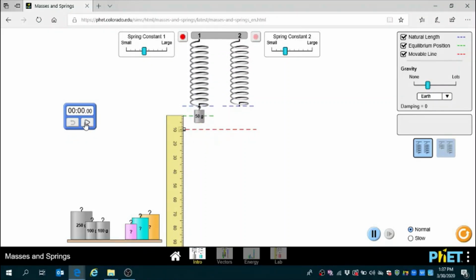If we start a timer when it gets to the bottom red line, 1, 2, 3, 4, 5, 6, 7, 8, 9, 10. We apparently have a 0.5 second period for this mass spring system.